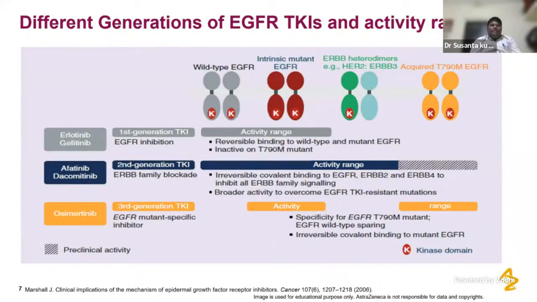Coming to osimertinib, it is third generation. The important thing about osimertinib, it is an EGFR mutant specific inhibitor. It only binds to the pathogenic mutant EGFR receptor, and it is wild type sparing. So it has less side effect compared to other EGFR TKI. It is also irreversible covalent binding to mutant EGFR, and is also active in T790M mutation. So here is the hypothetical advantage of osimertinib. Why we prefer osimertinib. Coming to data.